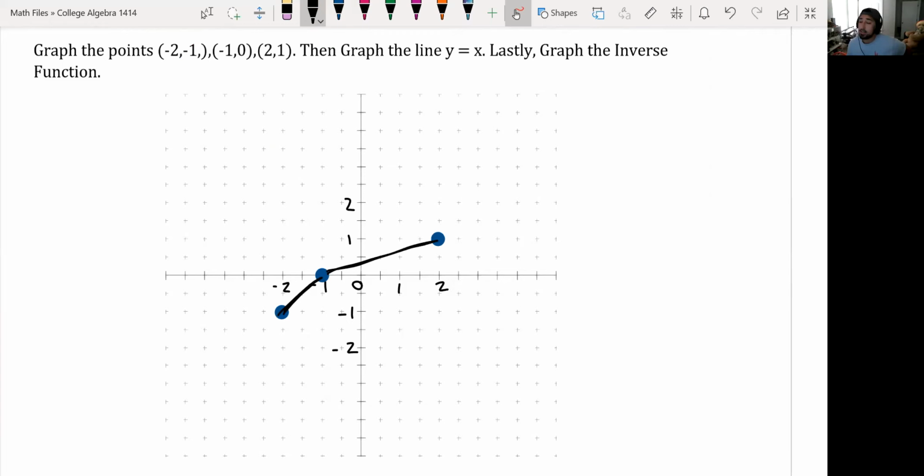Okay, and then it says to graph the line y equals x. So remember that y equals x is the line that's 1 for 1. If x is 1, y is 1. If x is 2, y is 2. If x is 0, y is 0. If x is negative 1, y is negative 1. So let me just draw that line here. 1, 1, 2, 2, 3, 3, negative 1, negative 1, negative 2, negative 2. There you go. Here's our line.